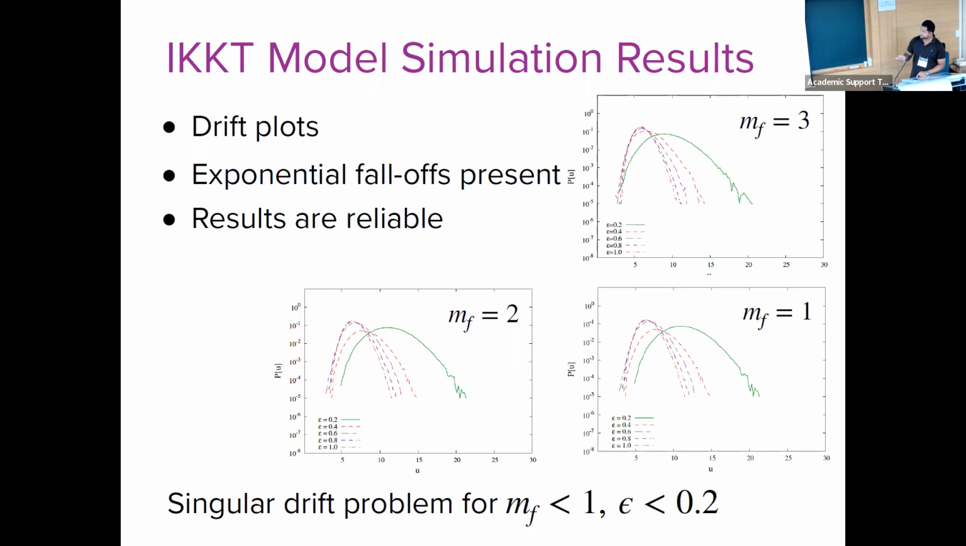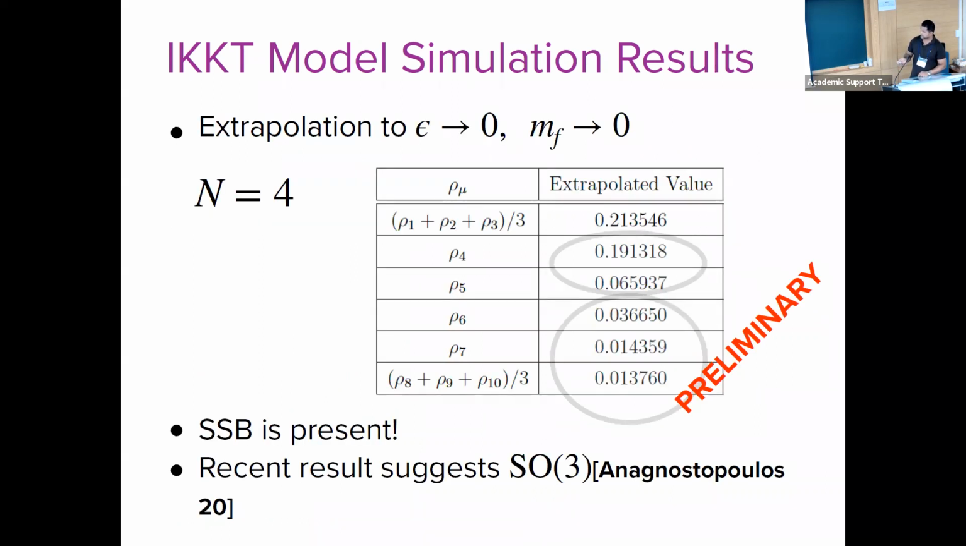Again, these are some drift plots, to check whether we can trust the data. We see that the singular drift problem is there. If you reduce m of to less than 1, and epsilon to less than 0.2, then it's problematic. Complex Langevin is not reliable, so one has to be careful there. This is our data so far, tabulated. If we extrapolate to epsilon going to 0 and mf going to 0, what we get is this. We see a grouping there.